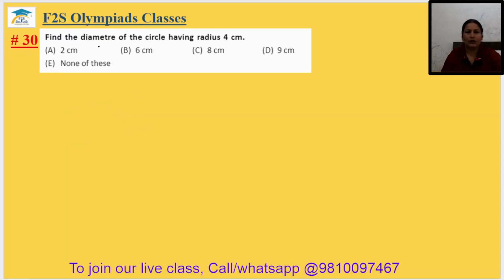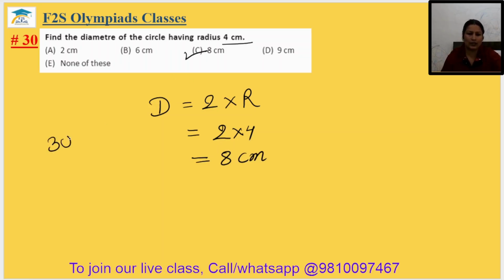Question number 30. Find the diameter of the circle having radius 4 centimeter. We know that diameter equals 2 multiplied by radius. It is the double of the radius. So 2 multiplied by 4, that is your 8 centimeter. It is in option C. 30 answer will be C.